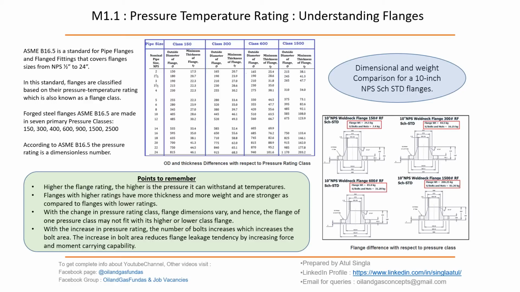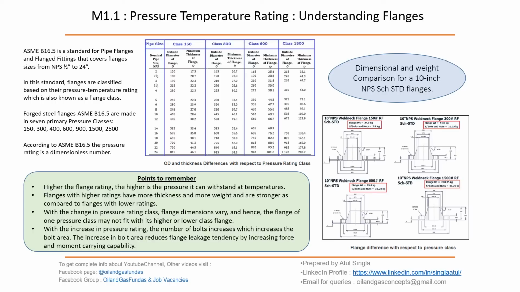With the change in pressure rating class, flange dimensions vary, and hence the flanges of one pressure class may not fit with the higher or lower class. If you see, all these dimensions will change with the increase in rating. We cannot bolt a 1500 pound flange with a 150 pound flange. Why? Because there will be more number of bolts, and the size will be different for both cases, so bolt diameter we cannot match for different ratings of flanges.